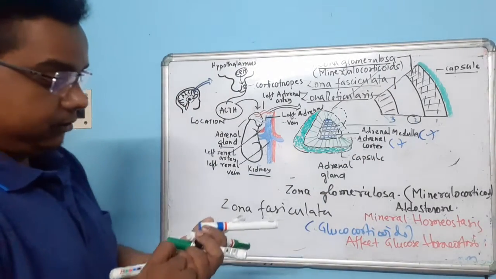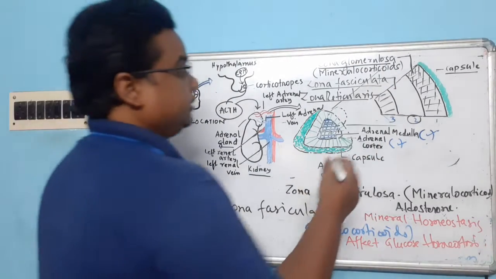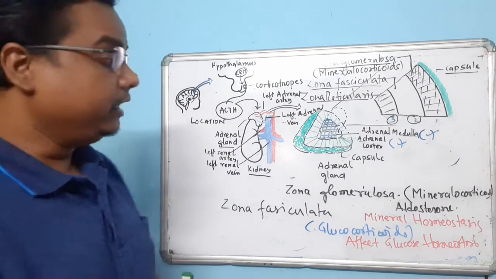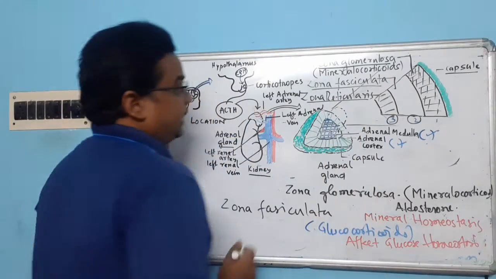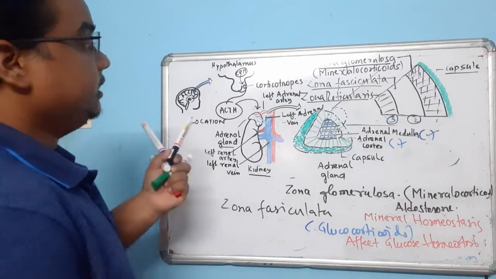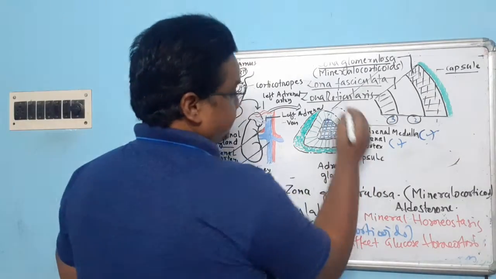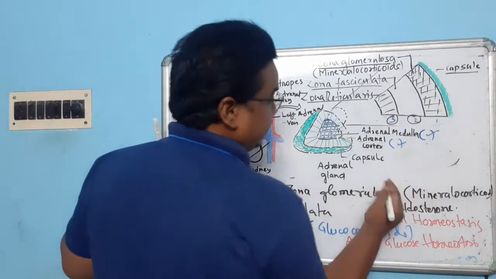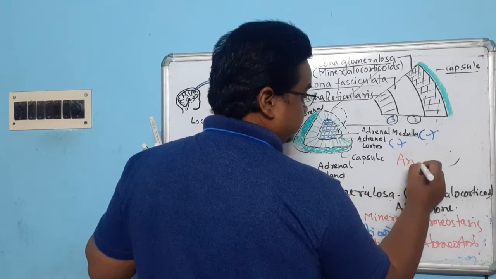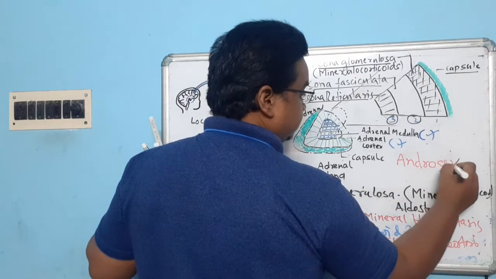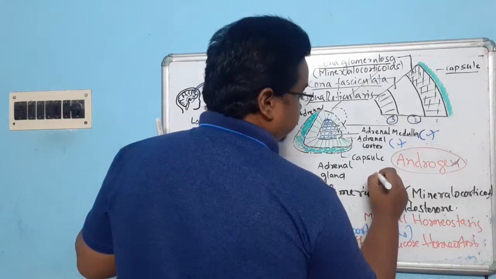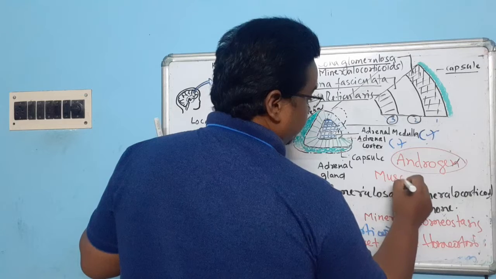Now we are left with only the innermost layer, the third, which is known as the zona reticularis. We call it zona reticularis. The zona reticularis is involved in the secretion of androgens. The androgens are secreted from there. And what do they do? The androgens show a masculinizing effect.